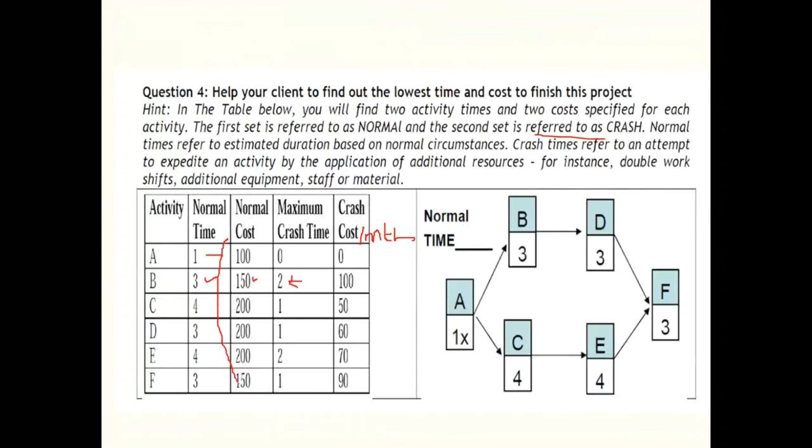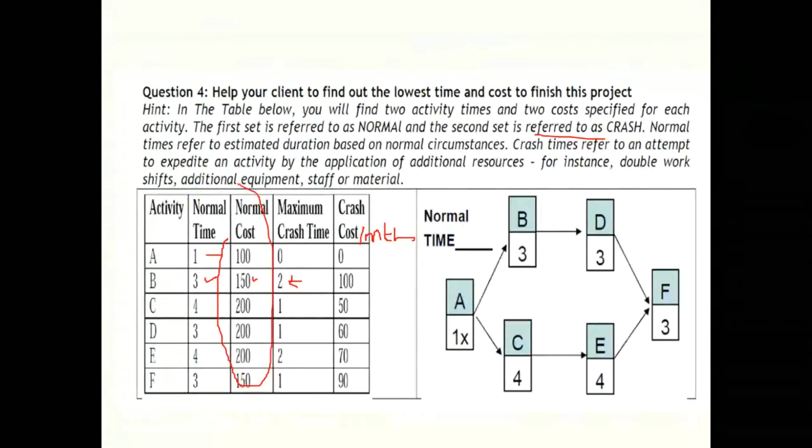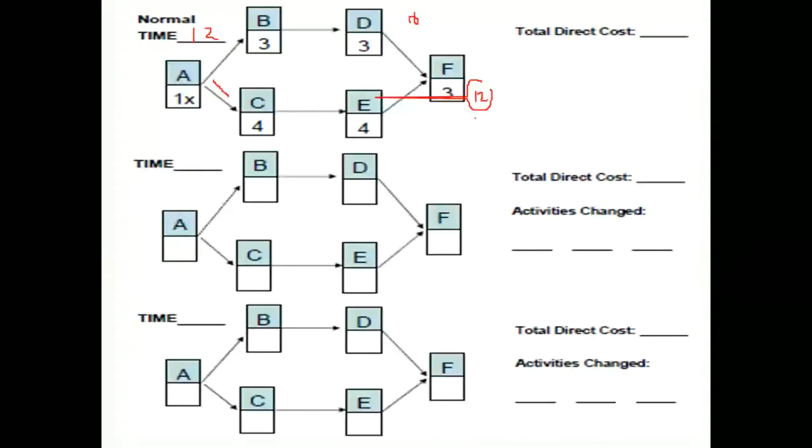So if we do a summation of all of this, that will give us the normal cost. Let's do this: 6, 9, and 1000. So the normal cost to deliver this project is 1000 K.